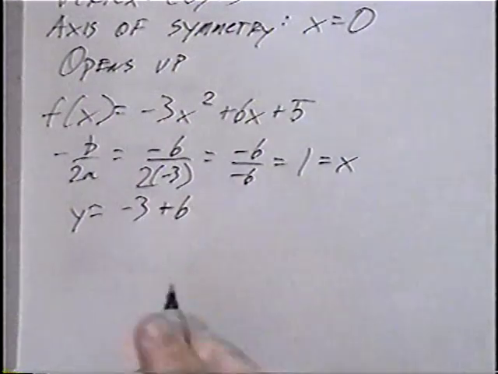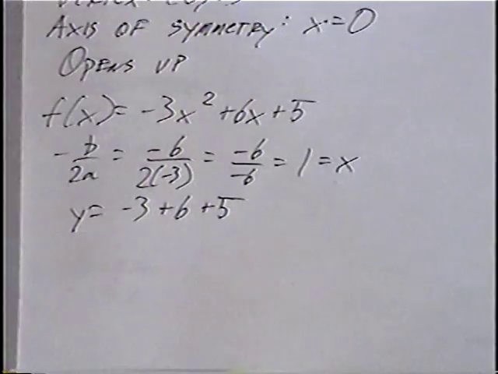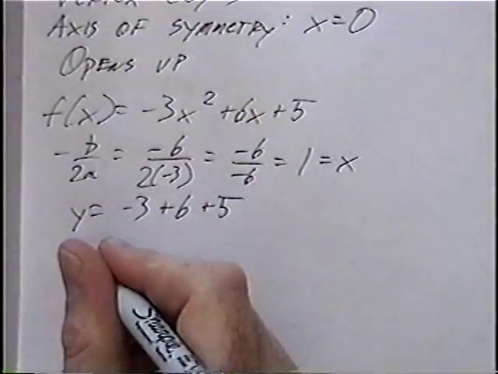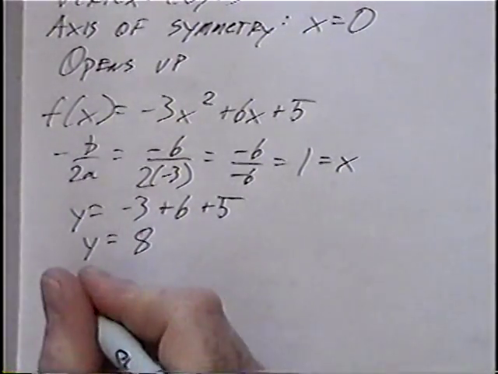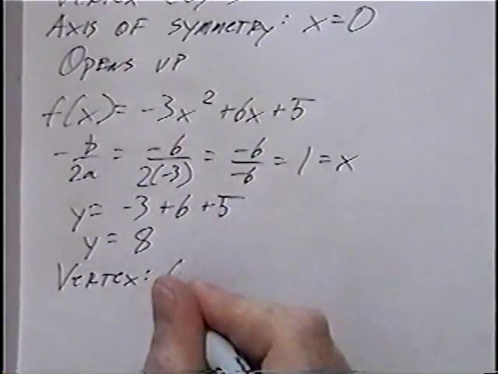Minus 1, 6 would stay the same, and plus 5. Negative 3 plus 6 would be 3, plus 5 more would be 8. So our vertex for this question would be 1, 8.